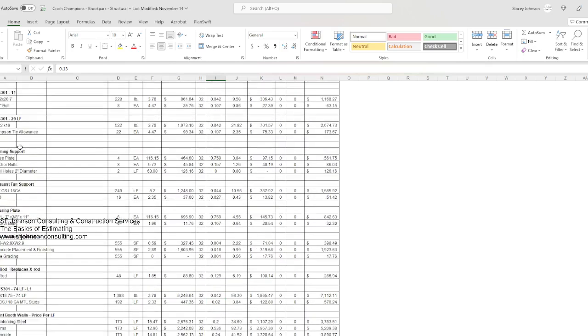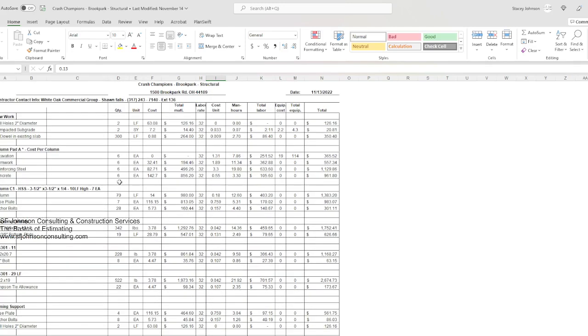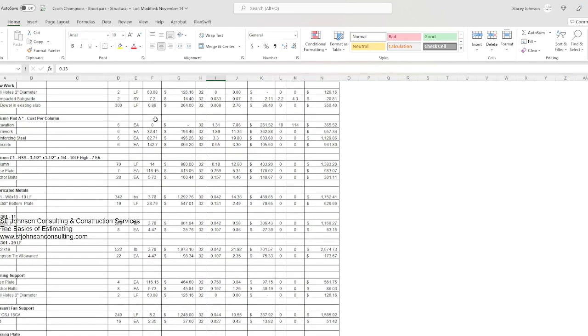Okay, so awning support, the base plate, the anchor bolts, drilling the holes. See how much drilling holes is through steel? It's very expensive, but it's only 2 feet, so it wasn't too bad. Okay, so you want to make sure you include everything that's in the set.